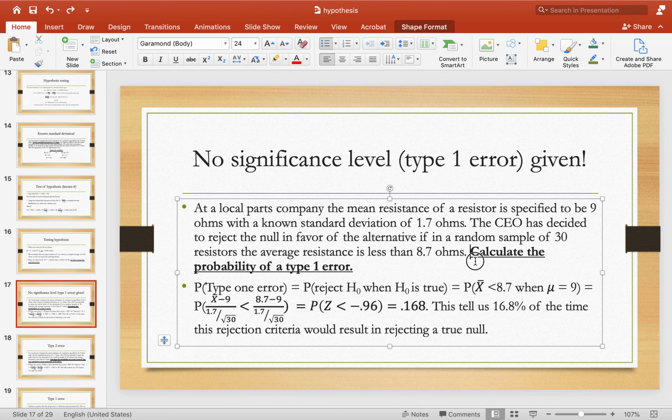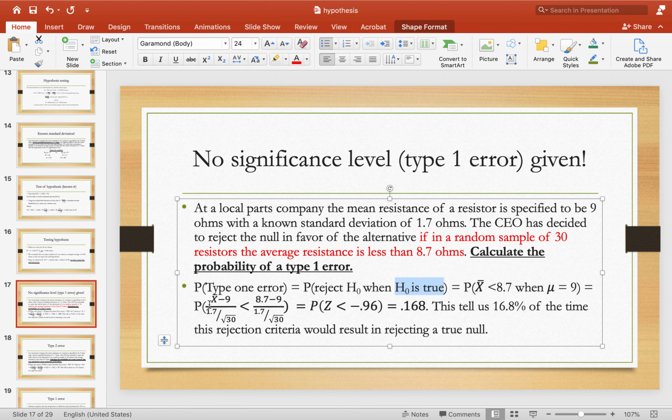So I'm being asked to calculate the type 1 error. That's alpha. Probability of a type 1 error means that we reject H0 when H0 is true. I am given the rejection criteria, and it's this. If in a random sample of 30, the average resistance, so average resistance X bar, is less than 8.7, that's my rejection criteria. When mu is 9, when H0 is true. Remember, our null hypothesis is that the mean is 9.